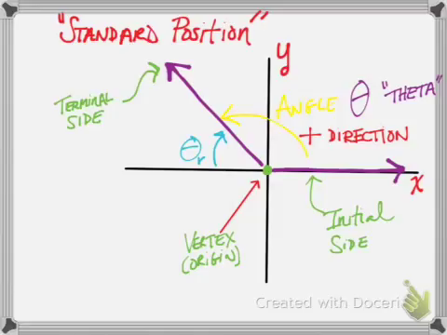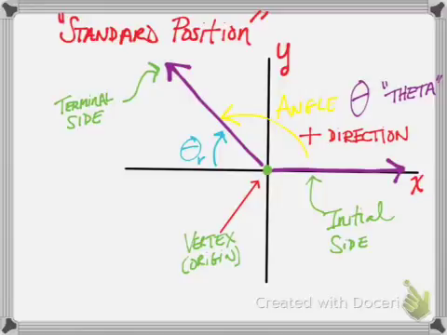So we also want to note that this direction is going to be our positive direction, so counterclockwise. If we were to go clockwise, that would be a negative angle. And in general, our angle can be anything that we want. It could be between 0 and 360 degrees, it could be 720 degrees, it could be anywhere in between. We can rotate as many times as we want.